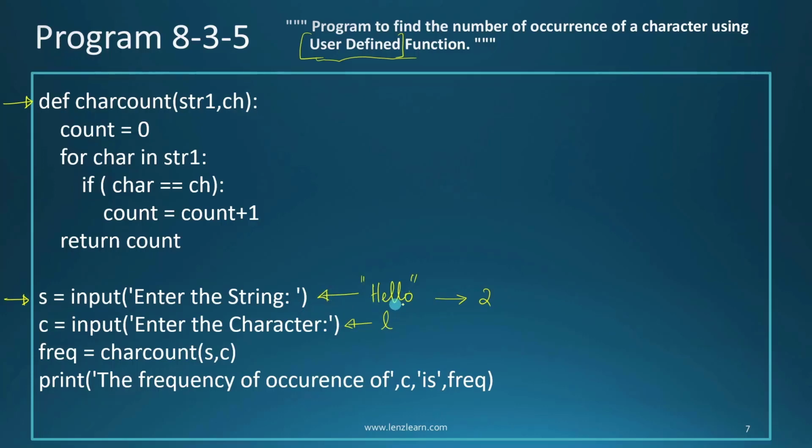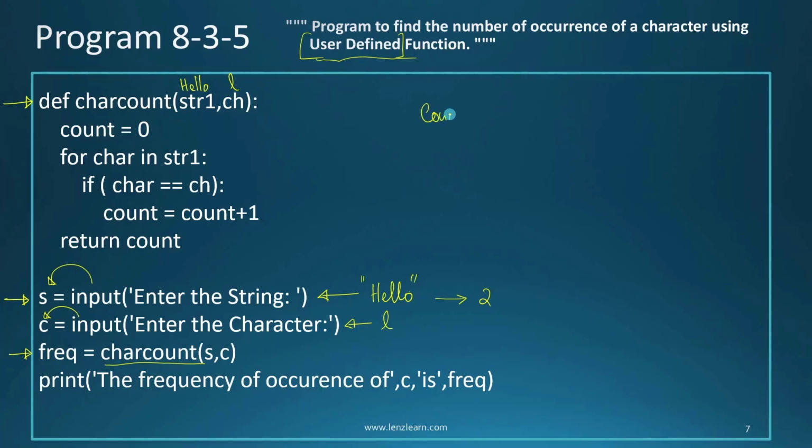After I have entered the string hello and L, the control will come to this line where I call my function charcount, which is defined over here. I am sending the values of S and C, so the variable S has the value hello and variable C has the value L. I am sending these two values to the parameters, so now str1 will have the value hello and ch will have the value L. Inside my function, I have to find whether L is available inside hello. Let us see how it does that.